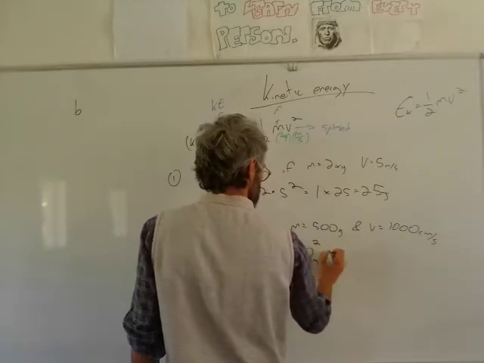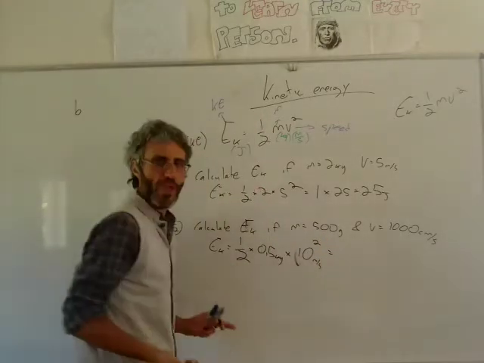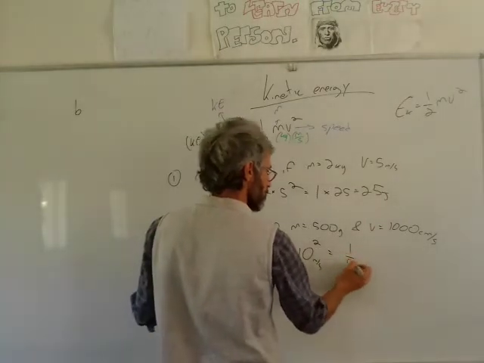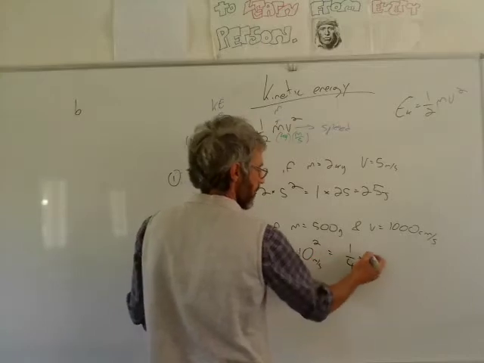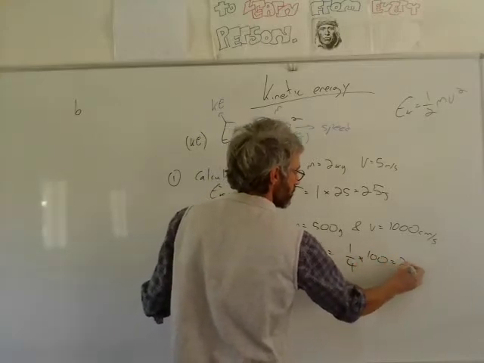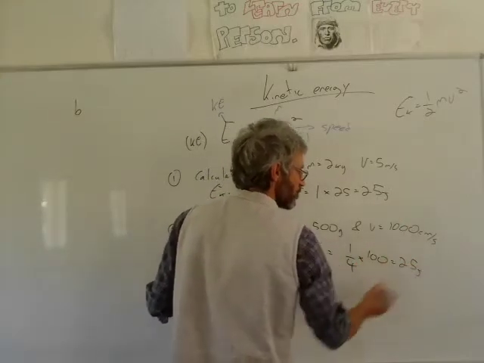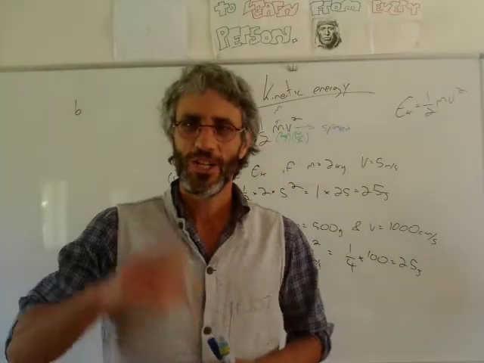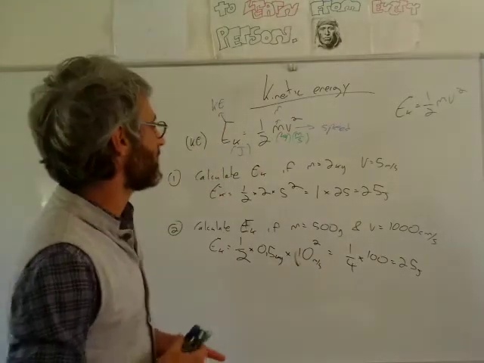Okay. So I'll rewrite. I mean, you can put that in the calculator as it is, but half times 0.5 is a quarter. Okay, 10 squared is 100. So the answer, amazingly, is the same one, 25 joules. Okay? Great.